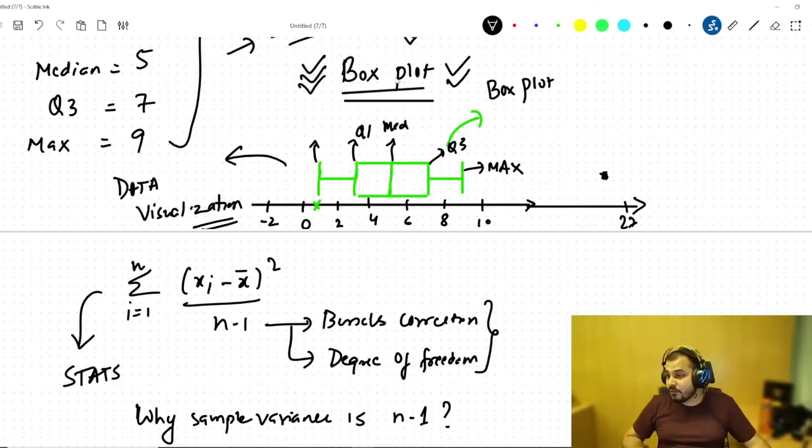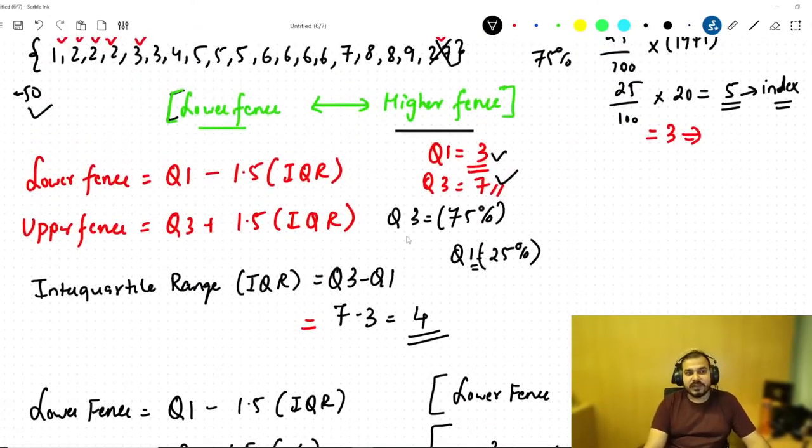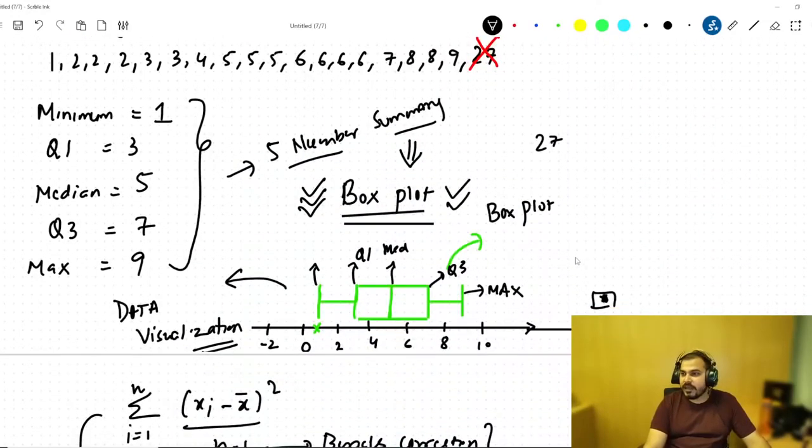Box plots can be used to determine outliers, because as I told you, if I was giving 27 over here, my element would have come over here, right? So a box plot gives you a visualization way to see where an outlier is present. If someone asks you how you determine an outlier, you can explain this entire concept, whatever I have explained with respect to percentiles. So all these things are there.